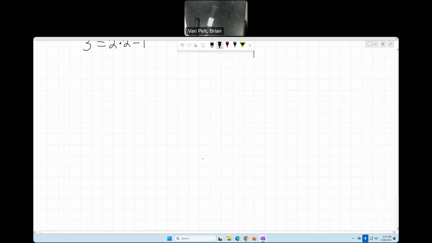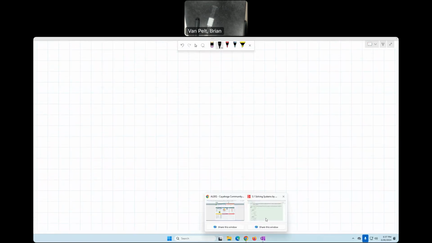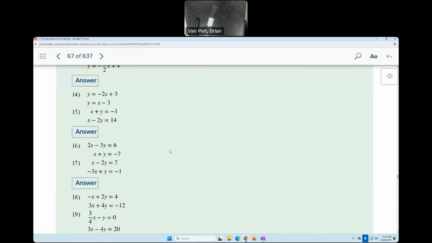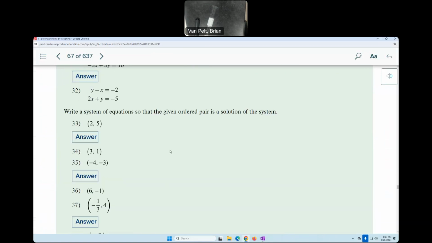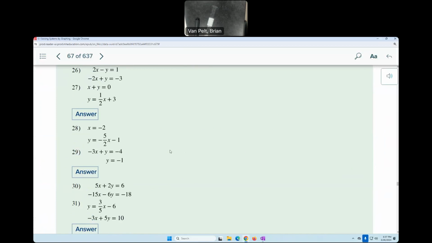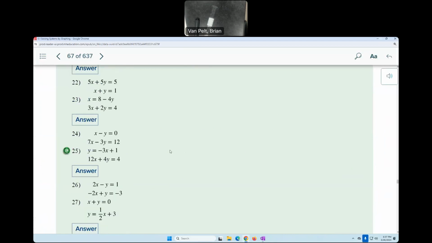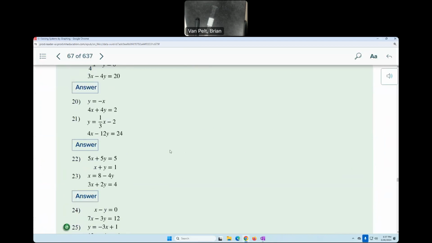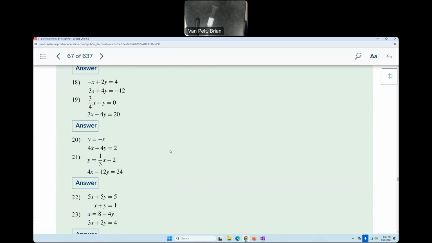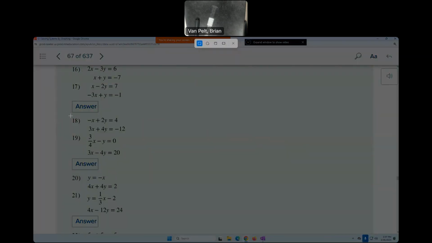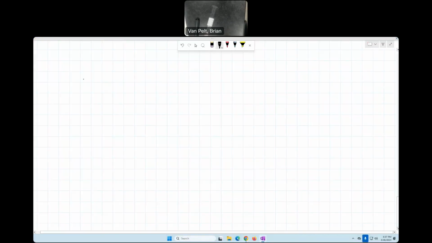All right, let me give you another one. Let's do page 18. So same instructions, graph and find the intersection point.